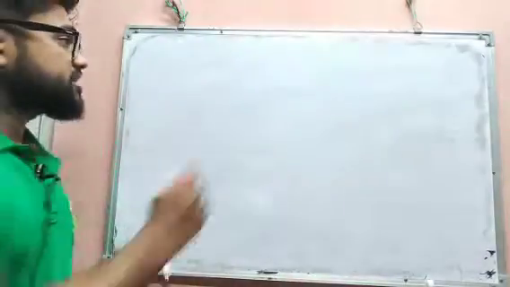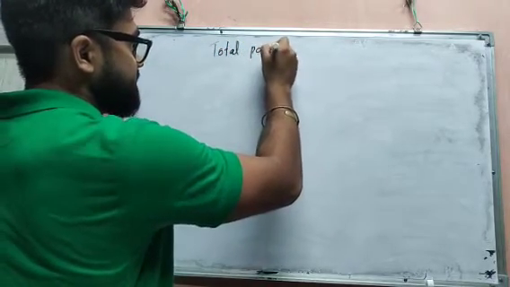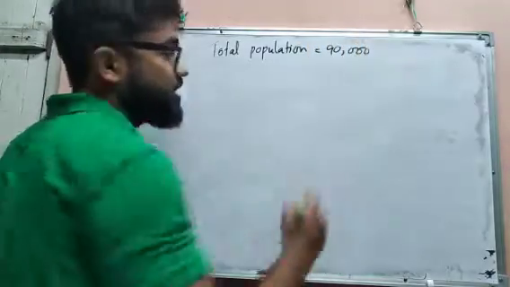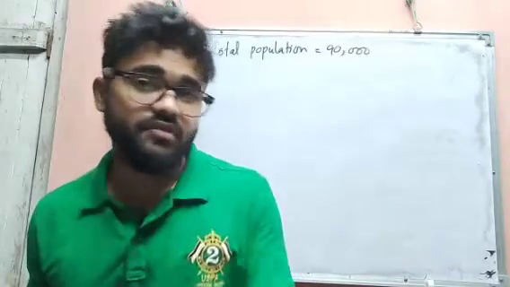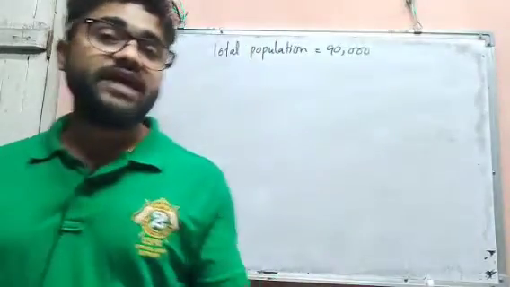So the next question is related to population. What is given? In a town where the population is 90,000, that means the total population is 90,000, the male population is 2/3 of the female population. So the male population depends upon the female population. That's why we need to take the female population as x.